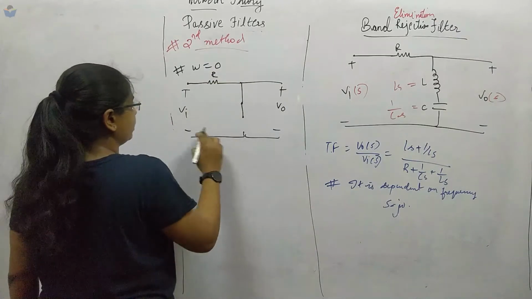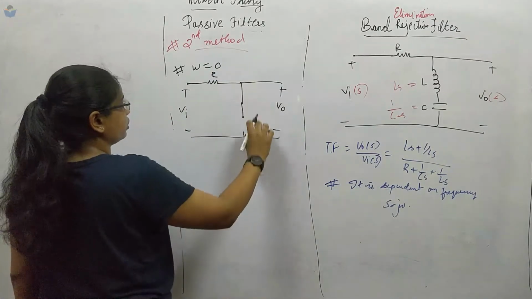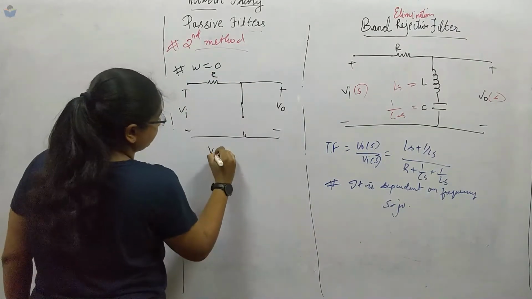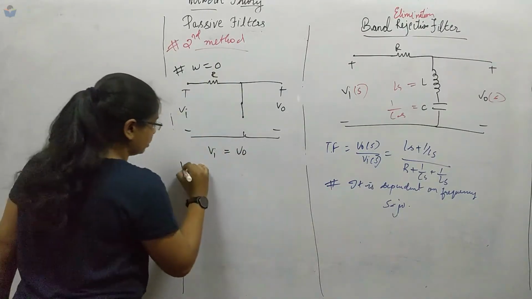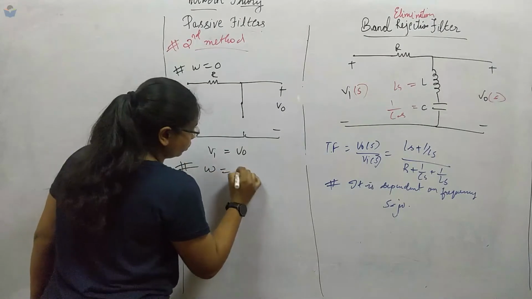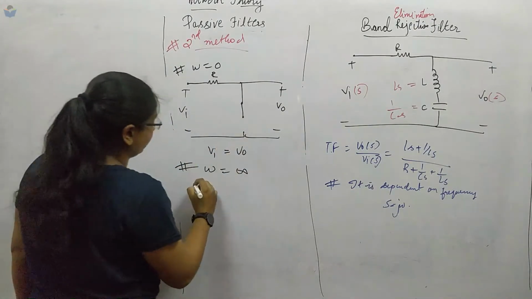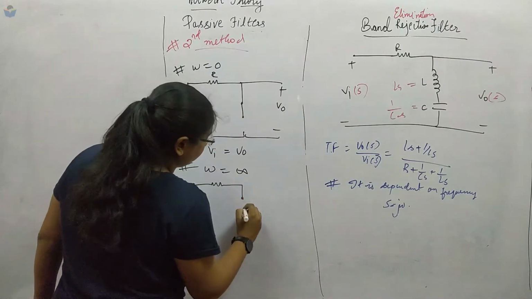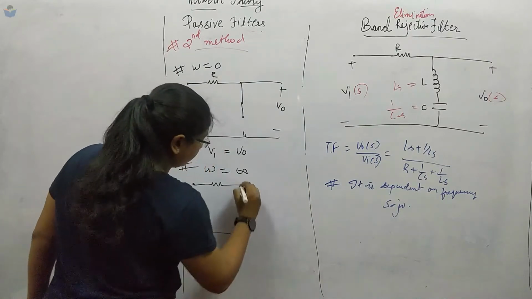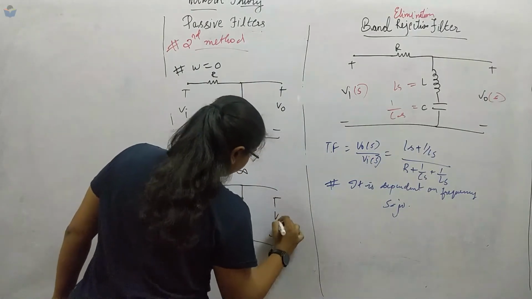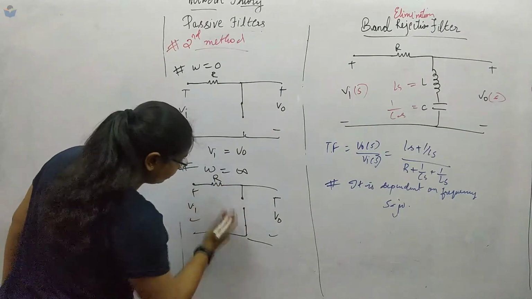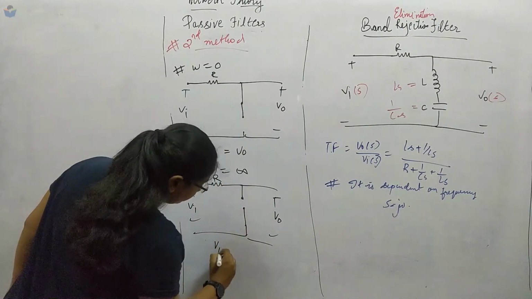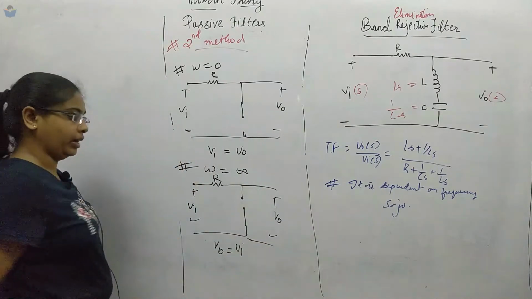Now here, if you see, there is no drop over here, and here also there is no drop. So Vi is equal to V0. This is for omega equal to 0. Next, for omega equal to infinity, we will get the same circuit. The only thing is, here the inductor will be open but the capacitor will be short circuit. Still the path remains open. So again there is no drop over here, and V0 will be equal to Vi.